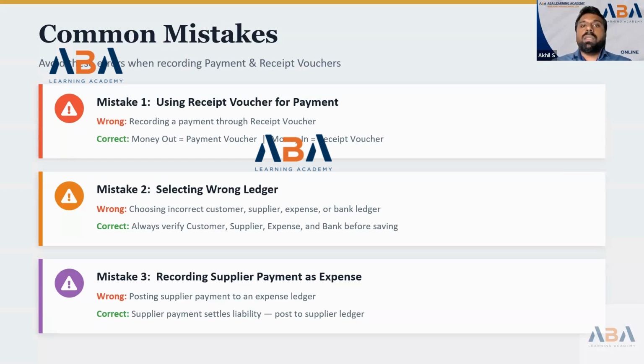You have to select the supplier ledger instead of the expense ledger. So posting a supplier payment to an expense ledger is wrong. A supplier payment settles a liability. So if you have posted an outstanding entry, you have to settle that outstanding entry by selecting the supplier ledger while posting the payment entry. Make sure you are not making these three mistakes at all. These are the beginner's mistakes that normally happen.